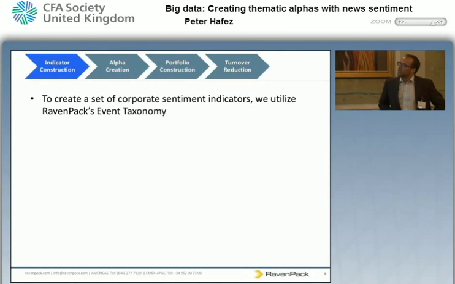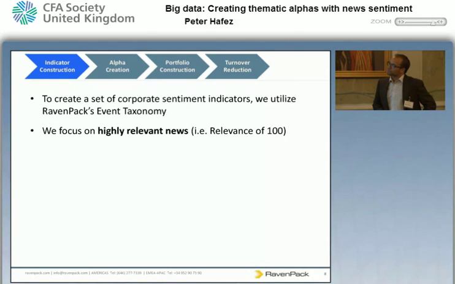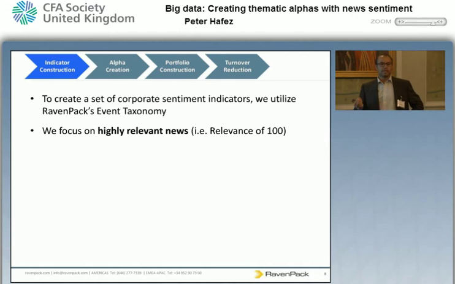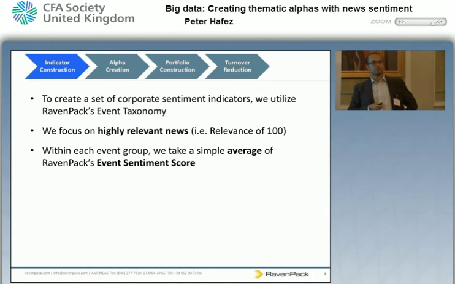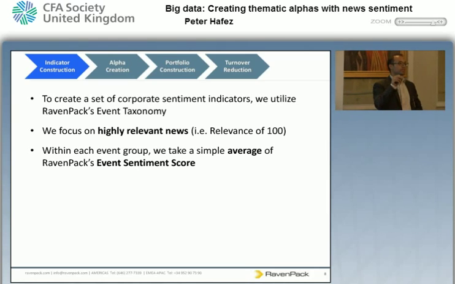So if we look at our indicator construction, I basically create these corporate sentiment indicators per theme at the group level, as I mentioned in our taxonomy. So I utilize quite heavily our event taxonomy that I showed before. We focus only on highly relevant news, so I take the relevance dimension of the data and filter for relevance of 100, which means that we have been able to detect the company playing a target role in an event.